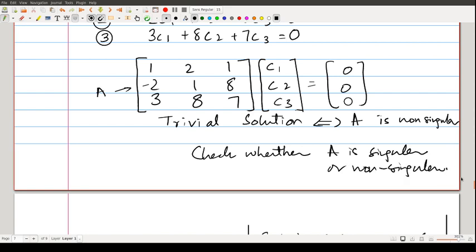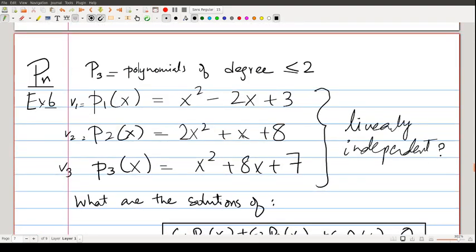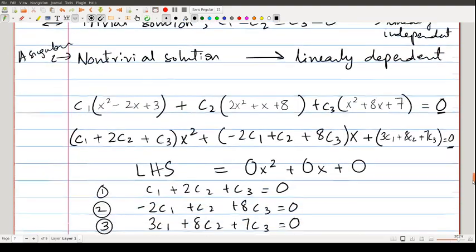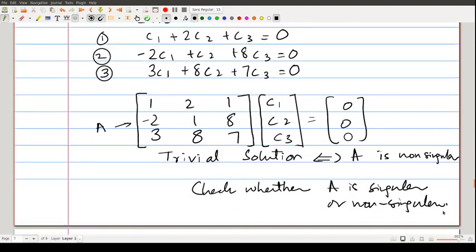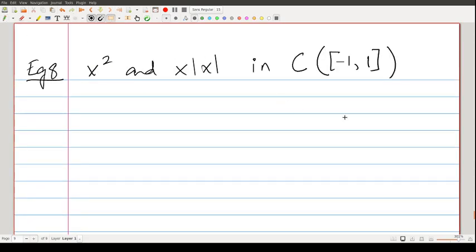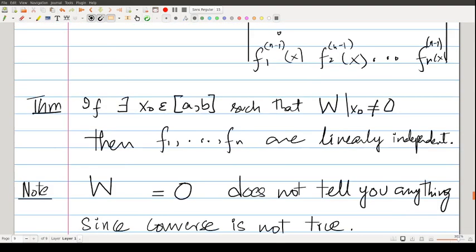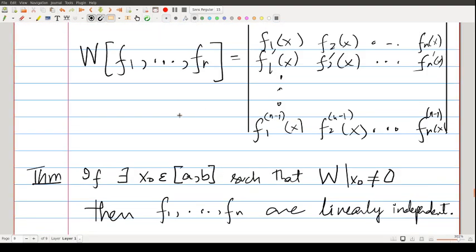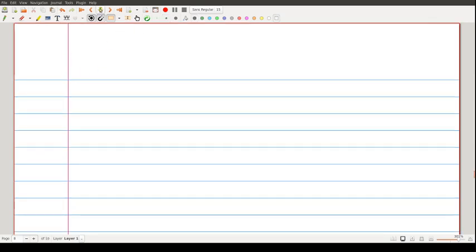And if you have that, you will have the answer to the question whether these vectors are linearly independent or linearly dependent. Okay. All right. So before I begin this one, let's just talk about what we're talking about now.